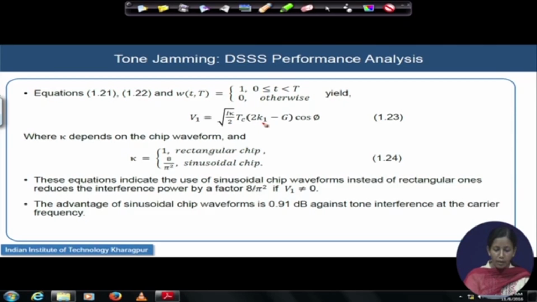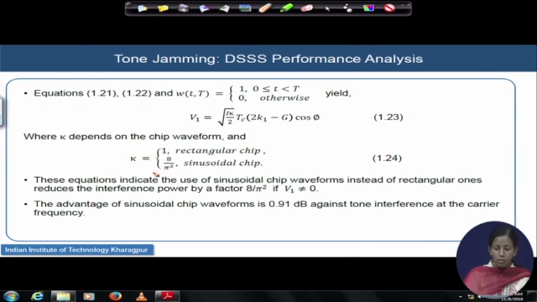Remember this 2k1 minus g is a contribution of the total number of chips that you are having, and this kappa is a new term introduced in this expression because we wanted to keep the effect of both the waveforms, rectangular and sinusoidal chip, by some common factor. If you consider a rectangular chip, then this value of kappa will be 1 and the expression will boil down to square root of I by 2 Tc (2k1 minus g) into cos phi. But for the sinusoidal chip, the value of kappa will be 8 by pi square.